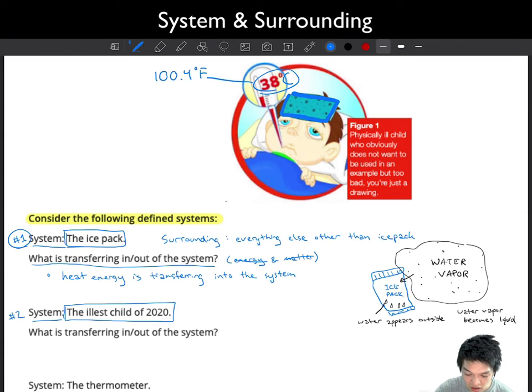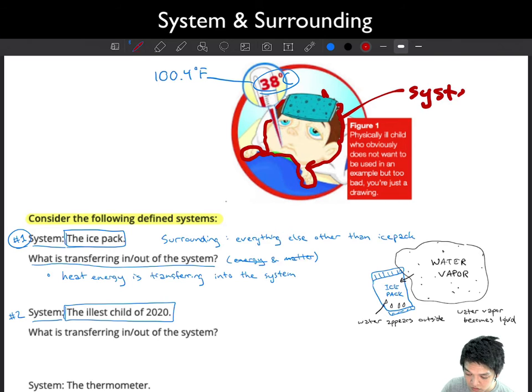Okay, so I'm going to undo my drawing right here surrounding the, oops, that's a highlight. I'm going to erase this. Now let's say that the kid himself, assuming this kid is a boy, I'm trying to outline the kid. The kid is the system. What if the kid is the system? Then that means the surrounding is everything else other than the kid.